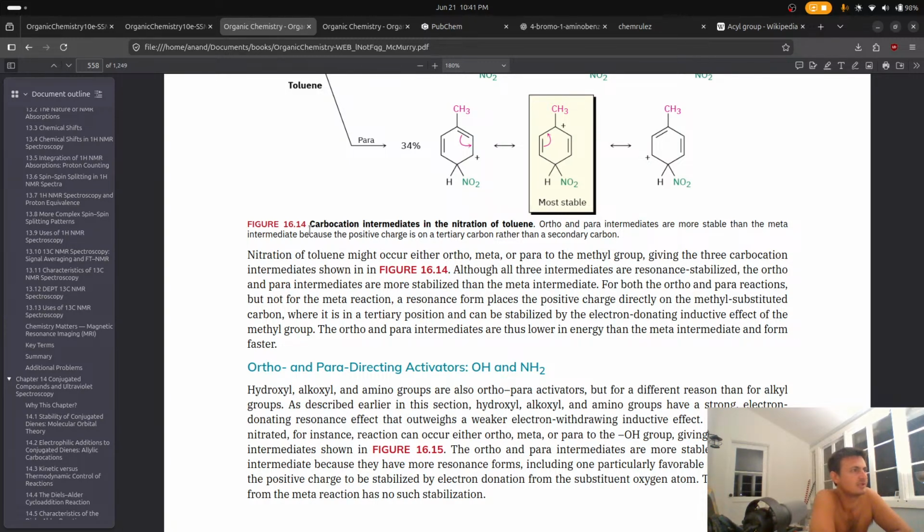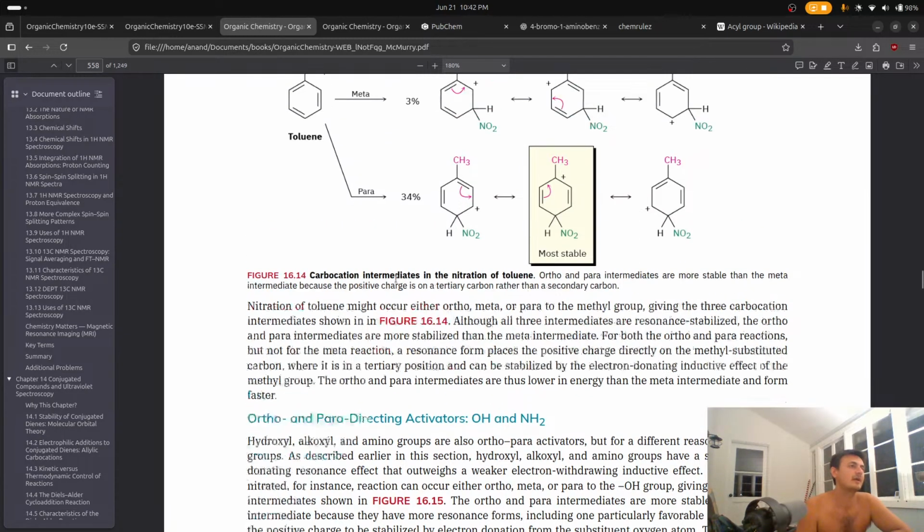Giving the 3 carbocation intermediates, all 3 intermediates are resonance stabilized. The ortho and para intermediates are more stabilized than the meta intermediate. For both the ortho and para reactions, but not for the meta reaction, a resonance form places the positive charge directly on the methyl substituted carbon.